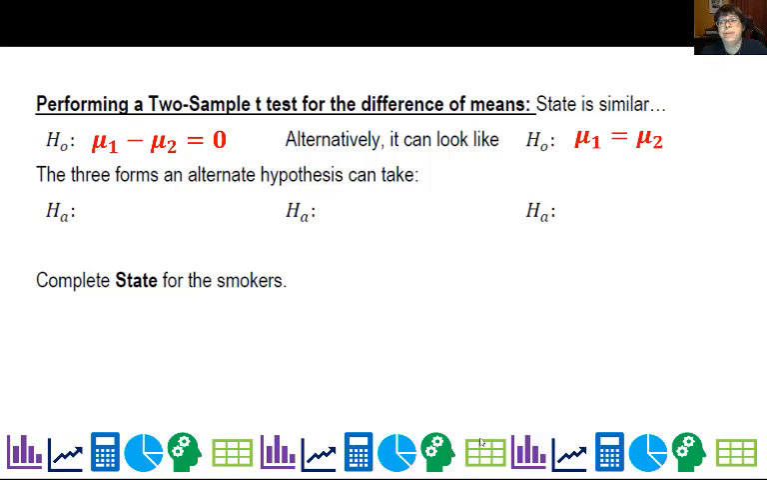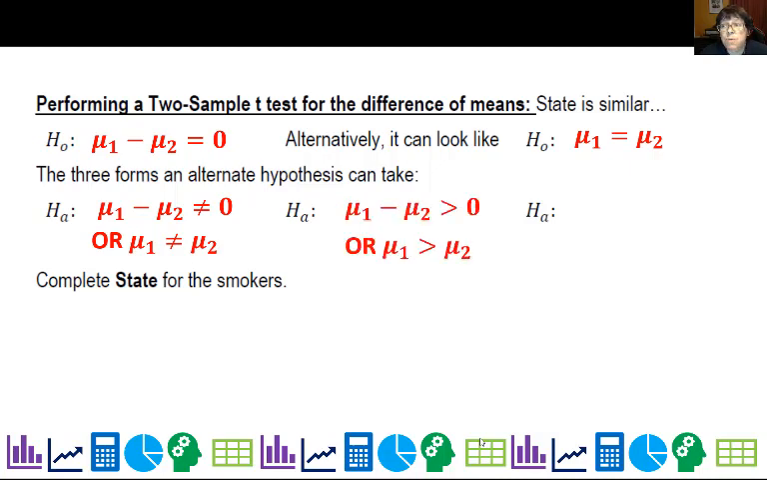Now, the three forms for the alternate hypothesis: mu1 minus mu2 doesn't equal 0. But if you're using a calculator, you'll probably see it in this form: the difference might be greater than 0, or the first might be greater than the second, or the difference might be less than 0, or the first might be less than the second. The top line is how you typically write it when calculating your test statistic by hand. The bottom line is more what you would use with a calculator.